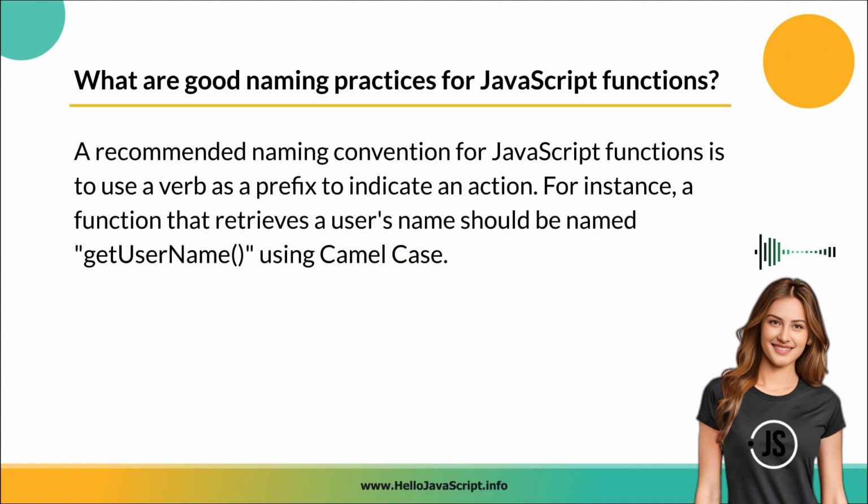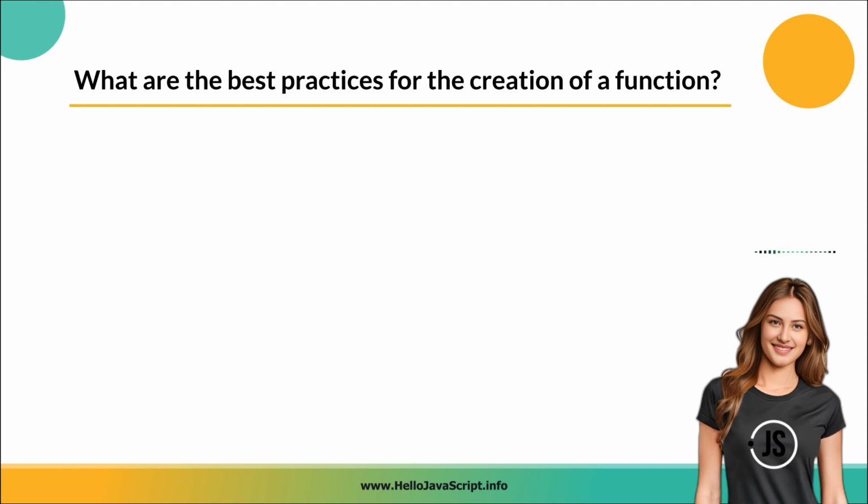Here is the correct answer to this question. A recommended naming convention for JavaScript functions is to use a verb as a prefix to indicate an action. For instance, a function that retrieves a user's name should be named getUsername using camel case. Let's move on to the next question. What are the best practices for the creation of a function?